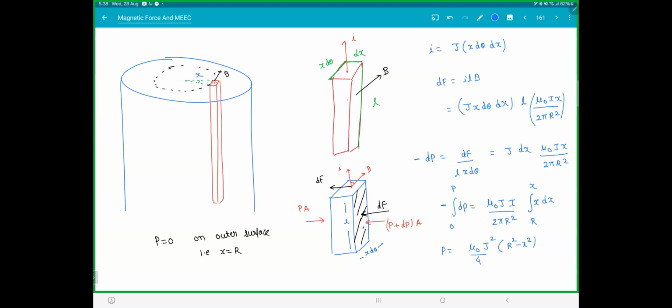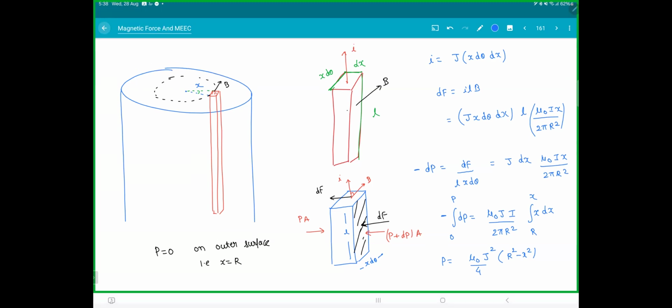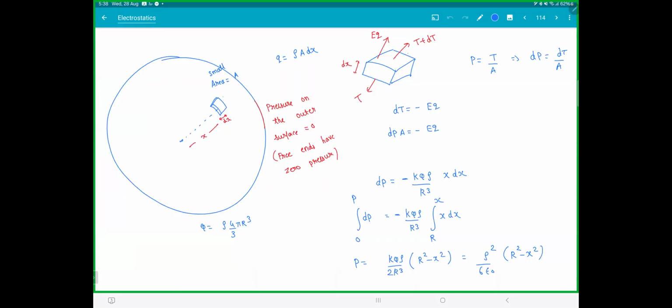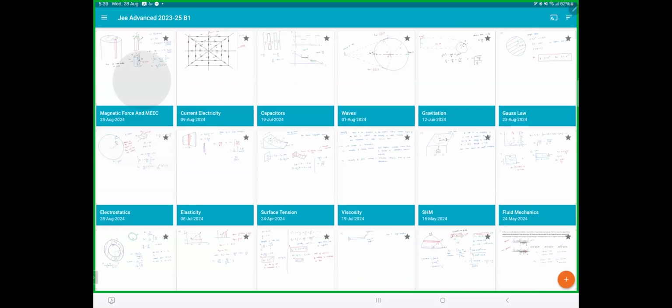So somewhere in the middle, take a small piece. The idea was the same. If you remember in electrostatics, we did the same thing. We took a small piece. Then we said the tension is T plus dT, T, and then we said force is EQ. From there, we found the dT, and then we got the pressure, and we did the same thing. Pressure on the outer surface is 0 because free ends have no pressure. There's no one to push. The only catch here is the element is a rod. Do have a look at this.